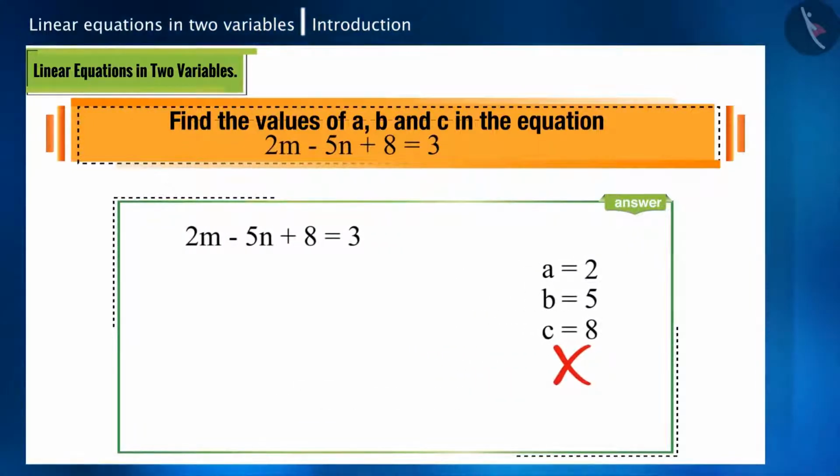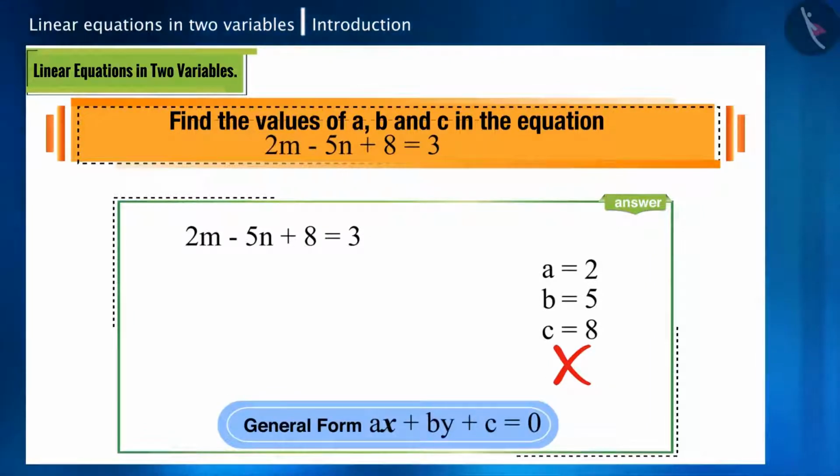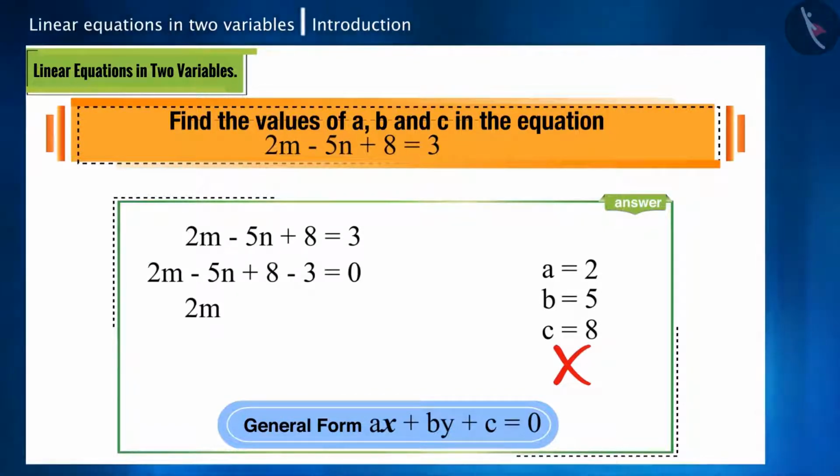First of all, let's see this equation carefully. Is this in general form? No. So, first we will write it in its general form. So this is how it looks. 2m minus 5n plus 8 minus 3 is equal to 0. That means 2m minus 5n plus 5 is equal to 0. Now we can very easily find the values of a, b and c from this.